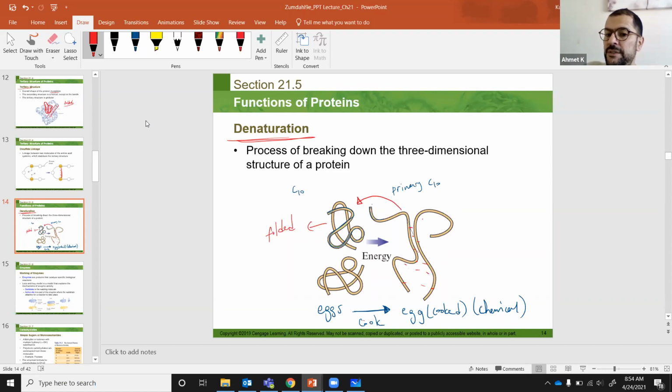But in some proteins, if you apply heat, for instance, as we can see in the egg example, you cannot go back to your first state. Once you apply heat, it's a cooked egg. You cannot go back to it. And that's why it's a chemical change. Even though the number of carbon, hydrogen, oxygen is the same, because it lost its function, it's a chemical change. And we call this denaturation.